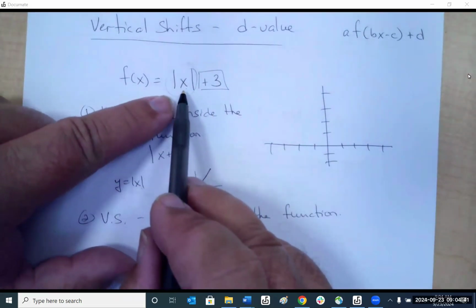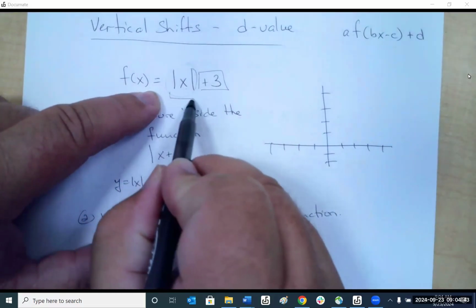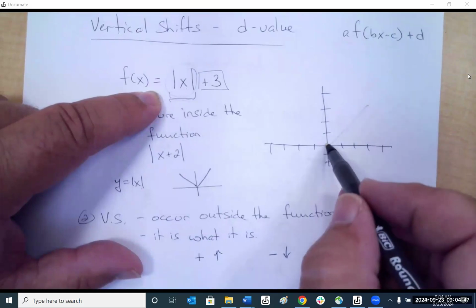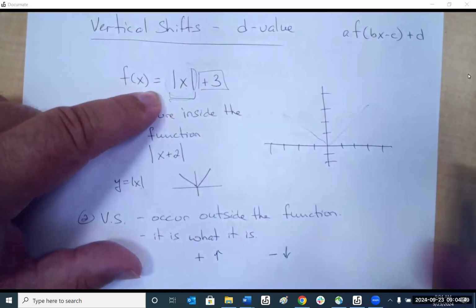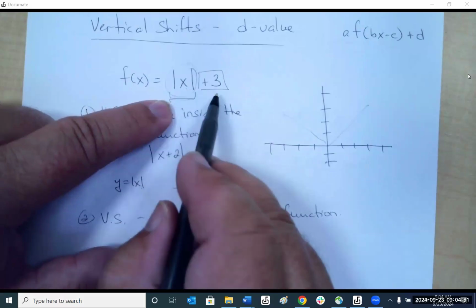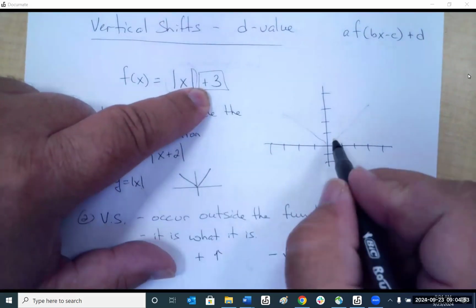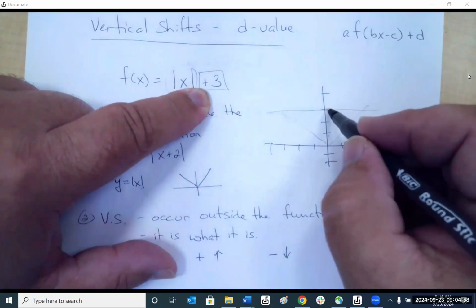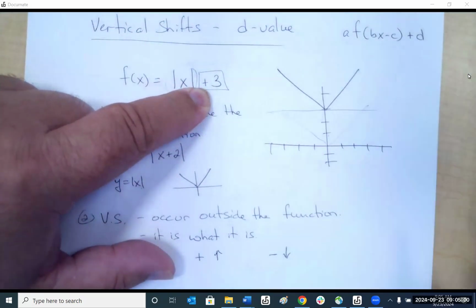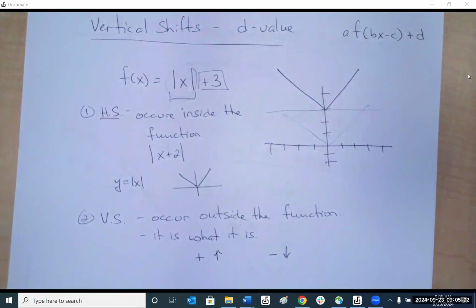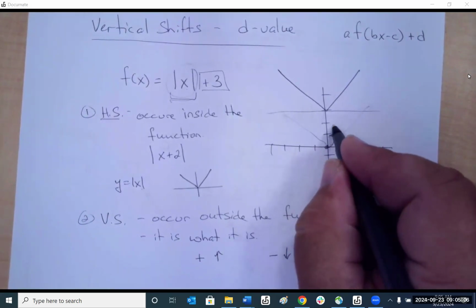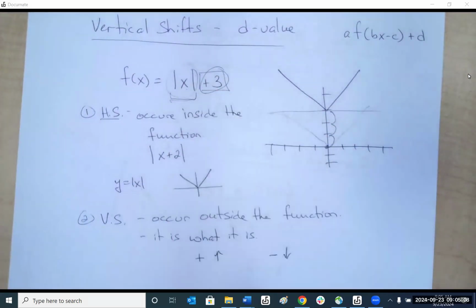So look at this one. The original graph is absolute value of x, which is that graph. There's no horizontal shift inside there, but we do go up 3. 1, 2, 3. There's my new origin right here. So my point went from the origin here, went 1, 2, 3 up. That's what it told me to do.